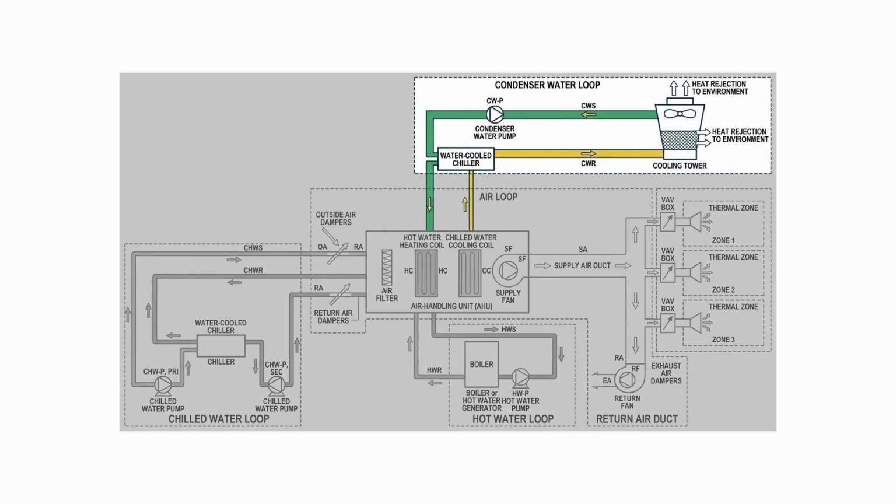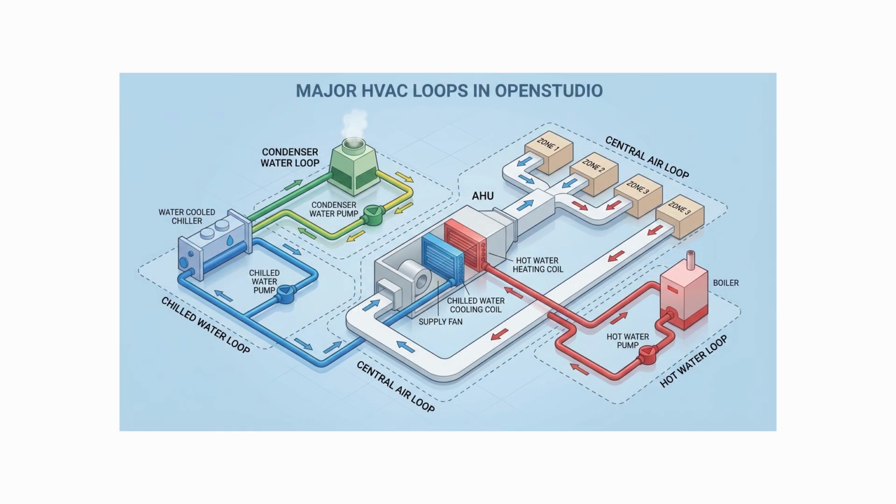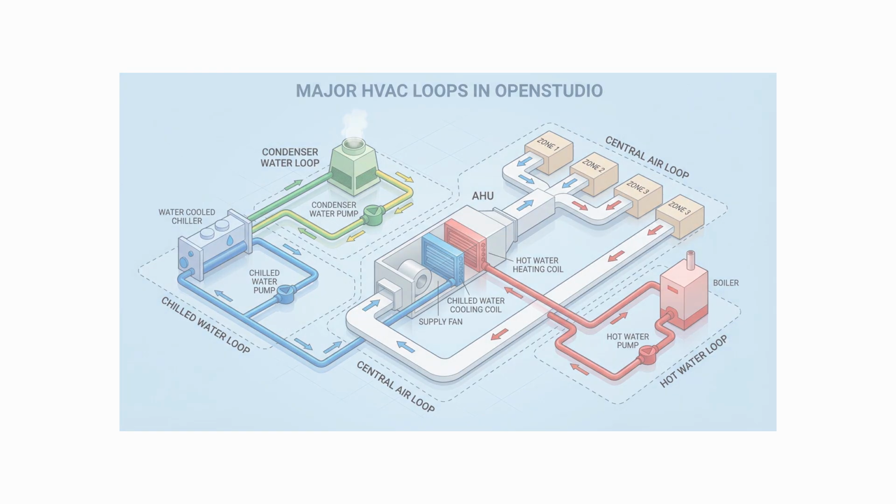When the chiller removes heat from the chilled water, that heat must be rejected somewhere else. This is handled through a condenser water loop, which carries the heat to a cooling tower where it is released to the outdoor environment. When this entire configuration is modeled in OpenStudio, it typically involves 3 plant loops and 1 air loop: a chilled water loop supplying the cooling coil, a hot water loop supplying the heating coil, a condenser water loop connected to the cooling tower, and a central air loop serving the building's thermal zones.